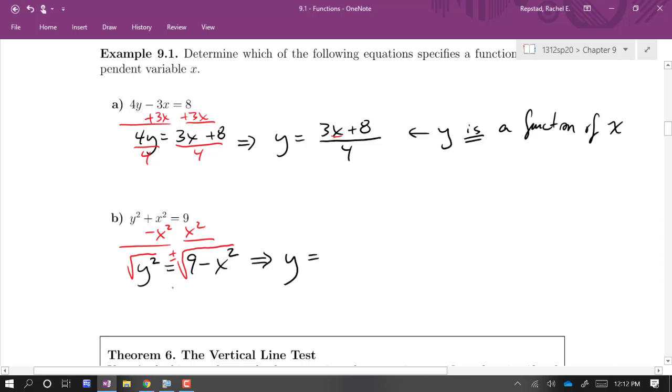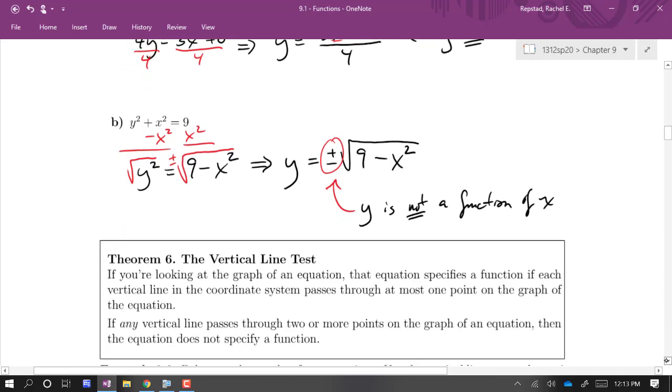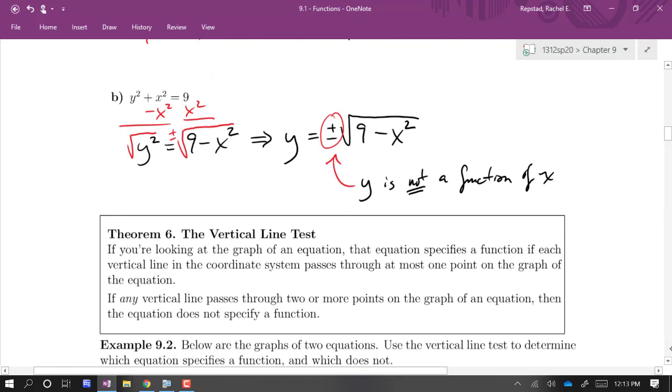So when we solve this, we end up with y equals plus or minus the square root of 9 minus x squared. So this part right here, this plus or minus, tells me y is not a function of x. Because once I plug in a value for x, it could give me either the positive or the negative square root. There are two possible outputs. That makes it not a function. So those are some examples that help us determine whether or not an equation defines a function.